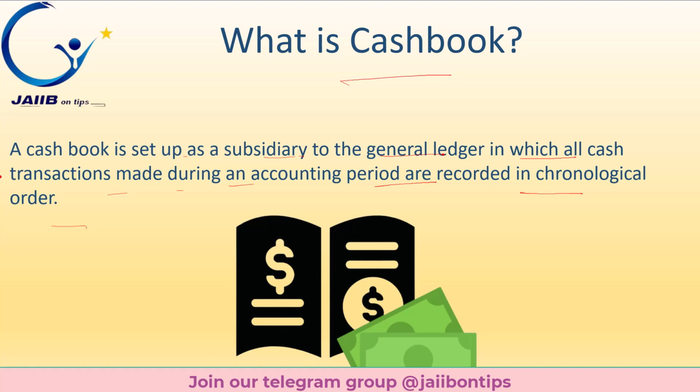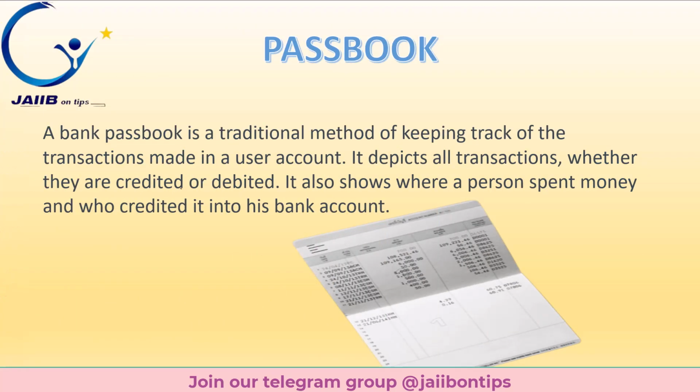business organization. What we have to remember is that we debit all the cash transactions, all the cash receipts in the cash book and credit all the cash payments in the cash book. So this is the main point that we have to remember. Okay. Next one is Passbook.